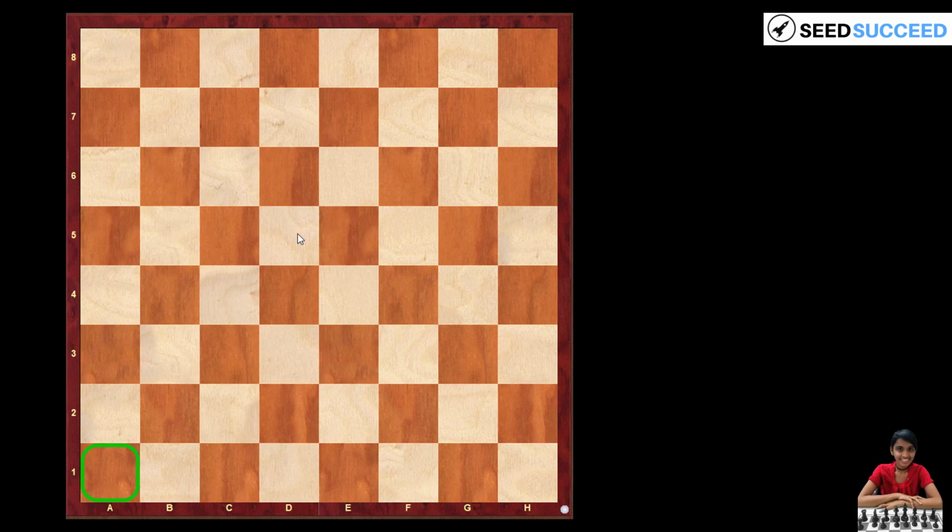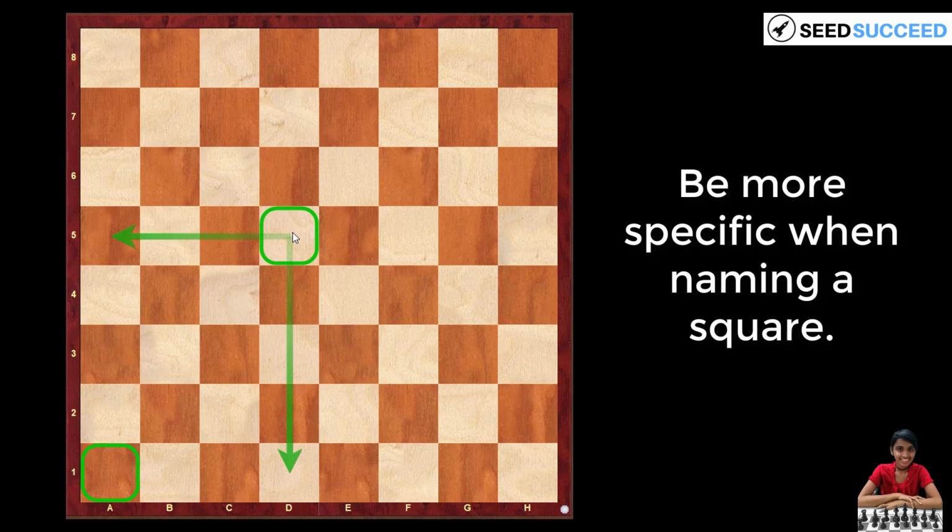So if I point out this square, you have to find out the file first. So this is in D file. So you have to note down small letter d. And then the corresponding rank is 5. So this is D5. So we write this as D5. So when naming a square, we have to be specific. If we say D5, then it means we are only speaking about this square.